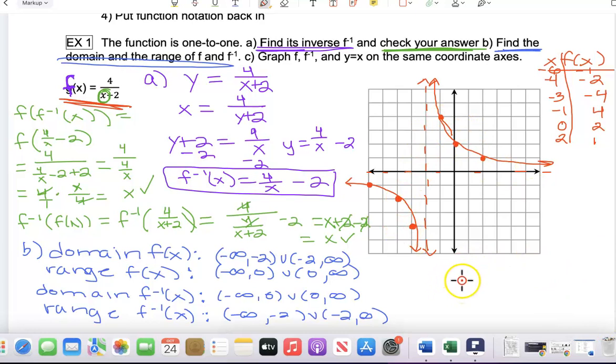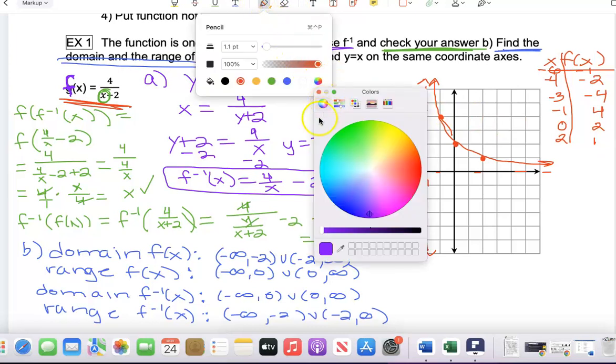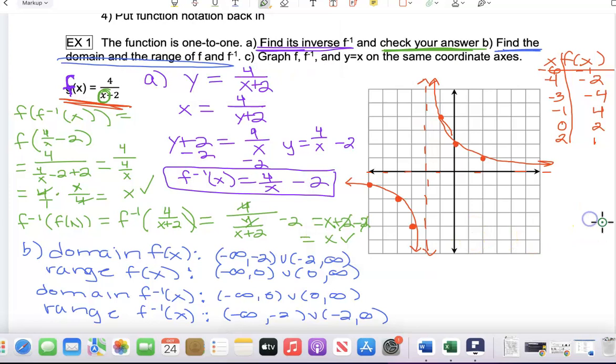Okay, now when I go to graph f inverse, you do not need to come up with a whole other table because the domain and range are switched. I am not going to come up with this table. What I am going to do is simply use the table that I already had, and give my values based on that. So let me switch to a darker green. There we go.